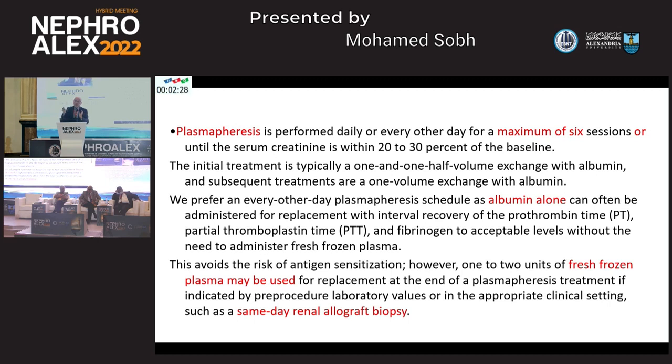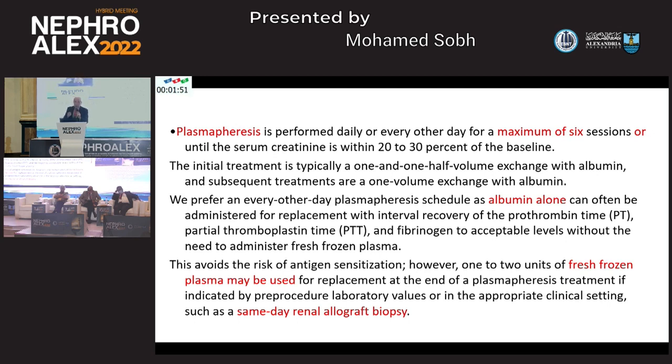The initial treatment is typically 1.5 volume exchange with albumin, not plasma, and subsequent treatments are 1 volume exchange with albumin. We prefer an every other day plasmapheresis schedule, as albumin alone can often be administered for replacement with interval recovery of prothrombin. You give 2 days so that you remove prothrombin and clotting factors. These 2 days will allow for regeneration.